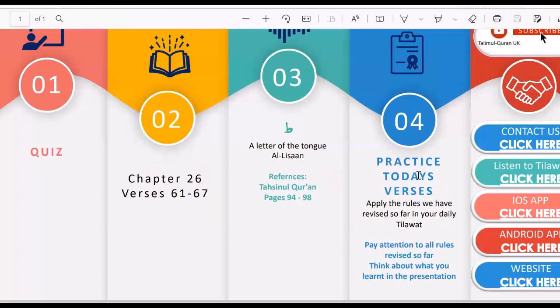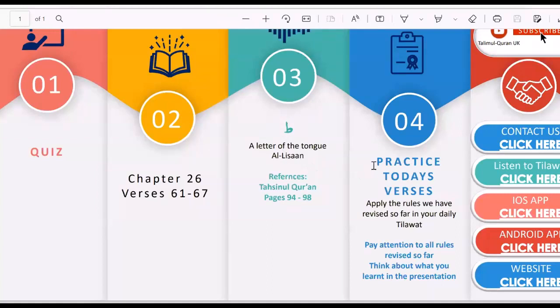Alright, so Jazakumullah everybody for joining the class today and participating in the class. So today we did a quiz in which you were reminded about all the rules and regulations that we have learned till today. And then we did an in-class practice from the Holy Quran, that was chapter 26, verses 61 till 67. And after that, we did a short lesson, which was on the mispronounced letters. And I told you about letter Ta. So you've learned today about letter Ta and how it's pronounced.